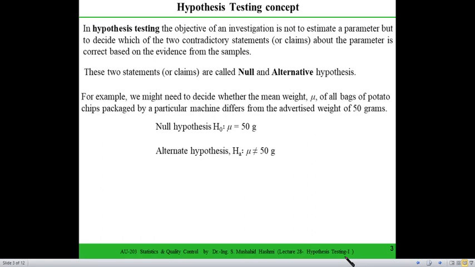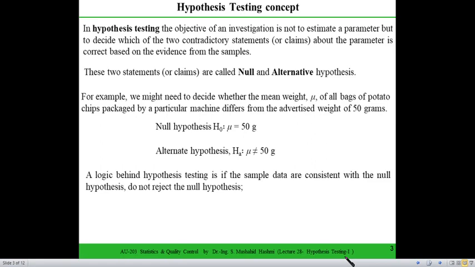So the purpose of hypothesis testing is, once again, inferential statistics. In inferential statistics, we have already seen that we are interested in predicting the behavior of the population or the population parameter. But here we are not interested in the estimate of the population parameter; we are interested in making a decision about two contradictory statements about the parameter based on the evidence supplied through the samples.